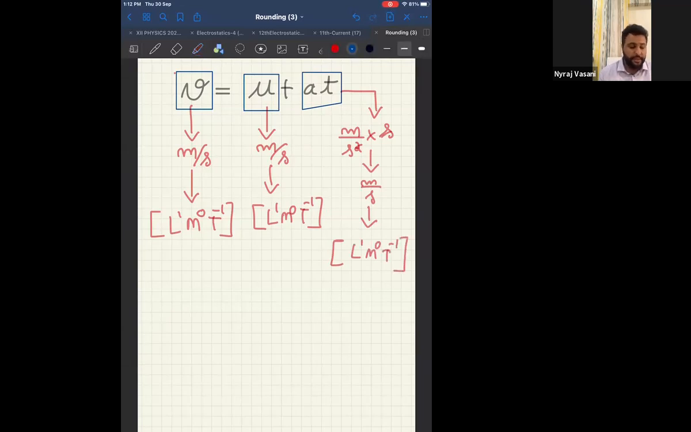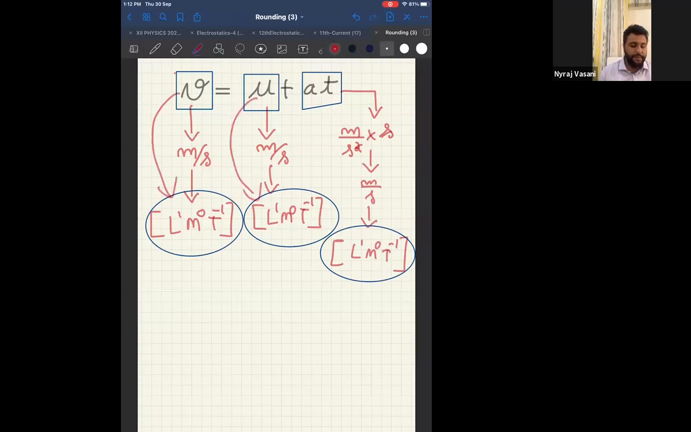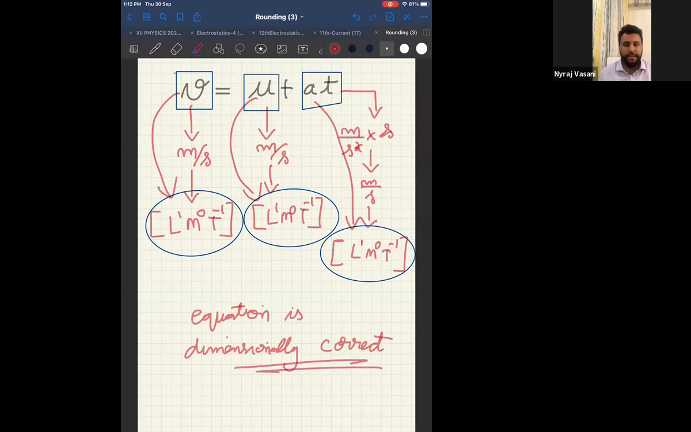Therefore, do you notice for each box I got one dimension? Can I say for each box, I got one dimension: this, and this. Are all three dimensions same? If yes, then the equation is dimensionally correct.